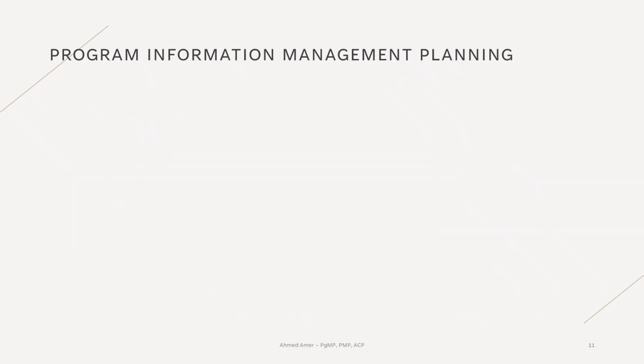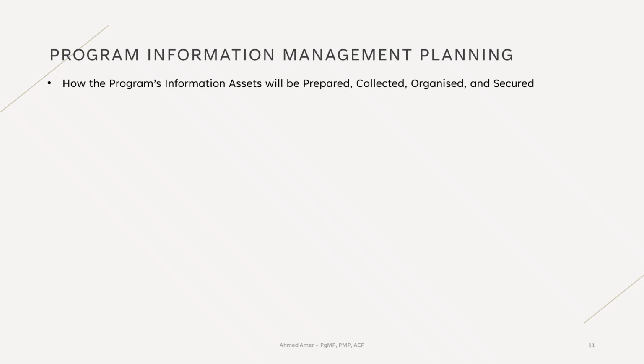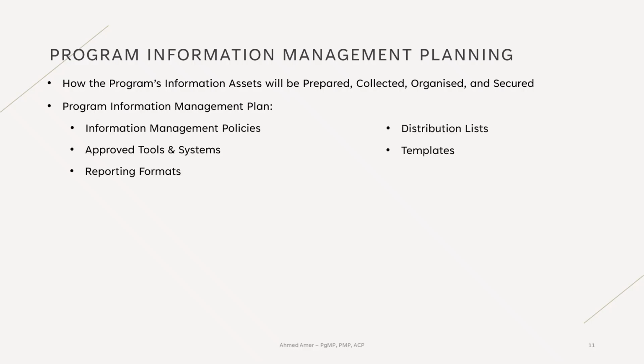Now let's talk about the Program Information Management Plan, which is a key component of the overall program management plan. Think of this as the blueprint for how the program will prepare, collect, organize, store, and protect all of its information assets. In simple terms, it defines how information moves through the program, where it lives, and how people access it. The plan usually includes things like information management policies, distribution lists, approved tools and systems, templates, and reporting formats.